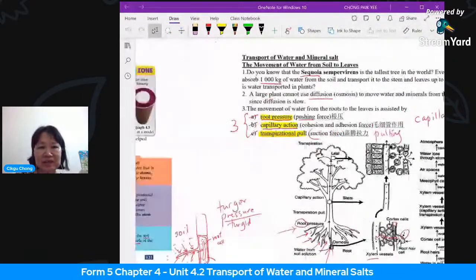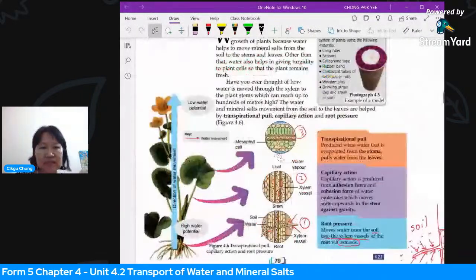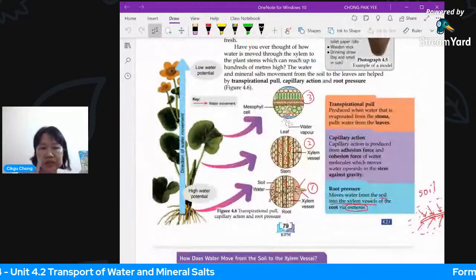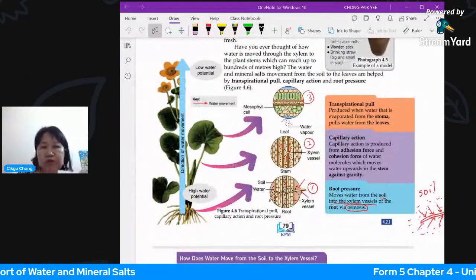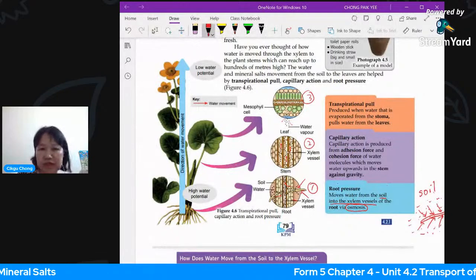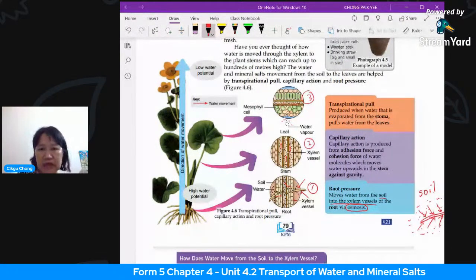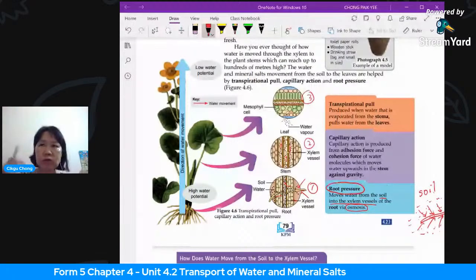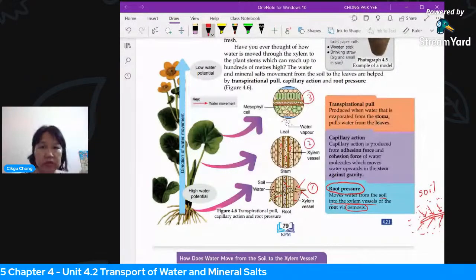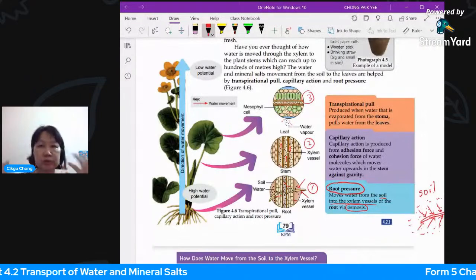Let me go through here. If you look at the textbook, here are already labeled three types of the forces. First of all, I'm going to start from the bottom. Root pressure is because of water moving in from the soil into the root, and this is actually through the process called osmosis.